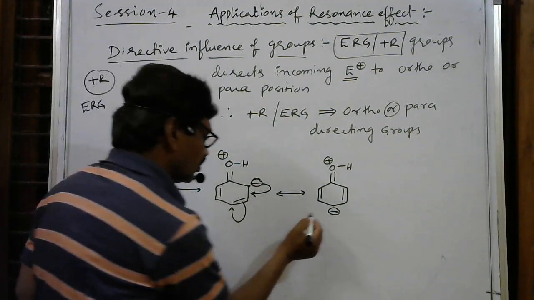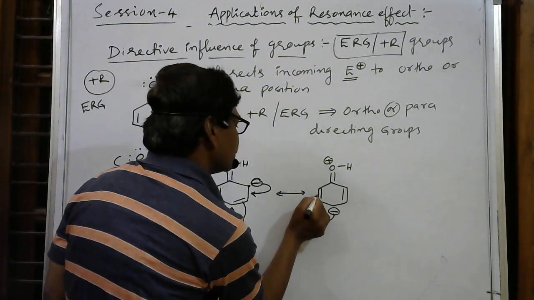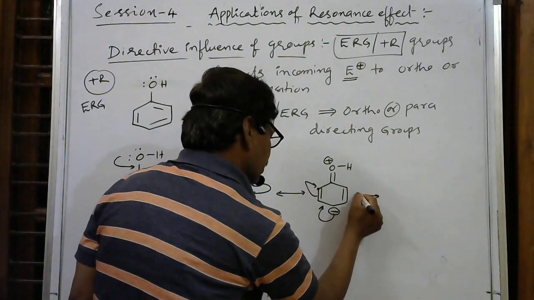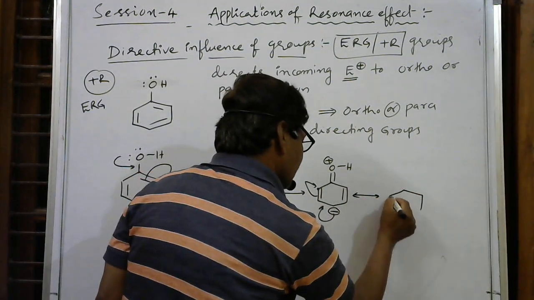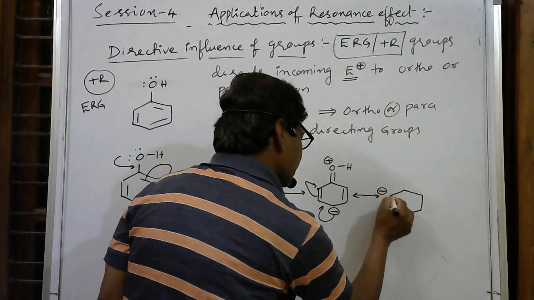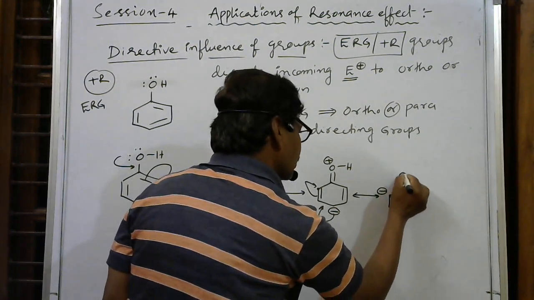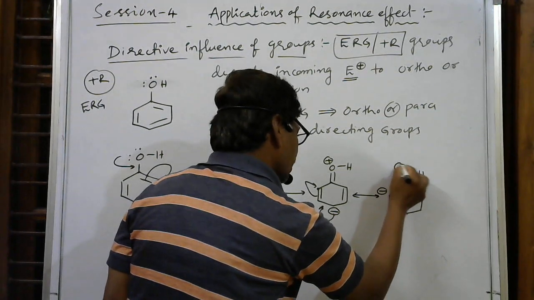And in the other resonance form, whenever it comes here, it will shift to one more ortho. Two ortho positions we have. So negative charge now shifted to the other ortho position. Here this carbon gets negative charge. Here double bond to OH, then positive charge like this.